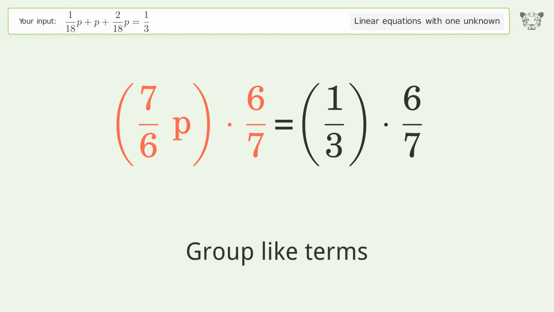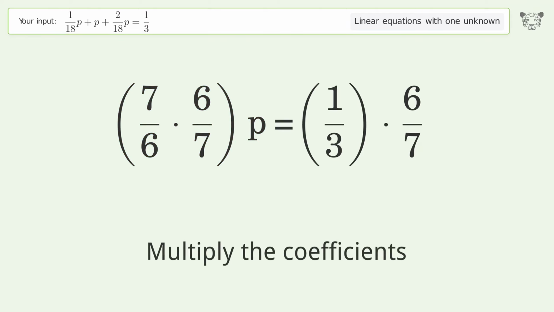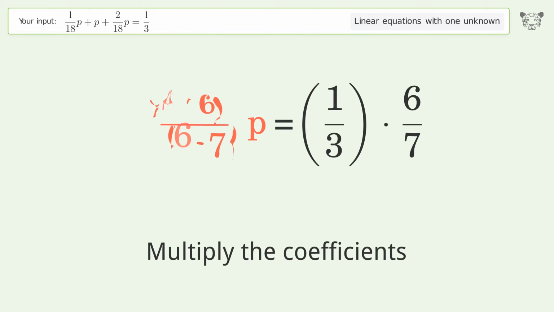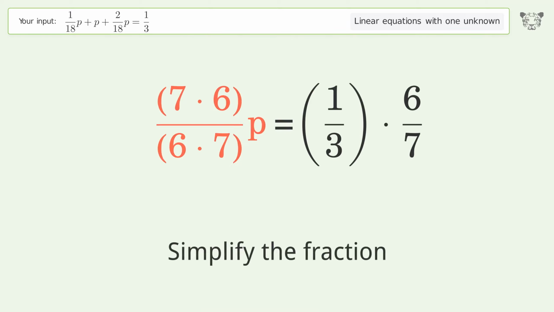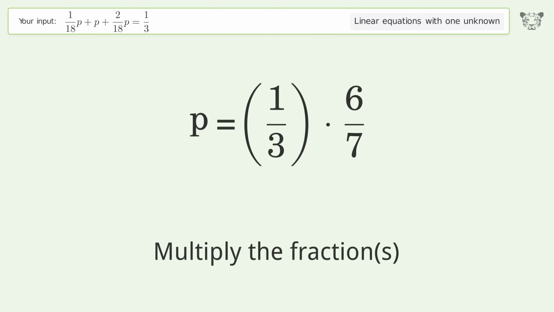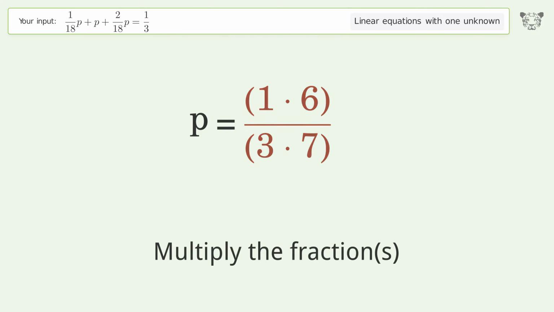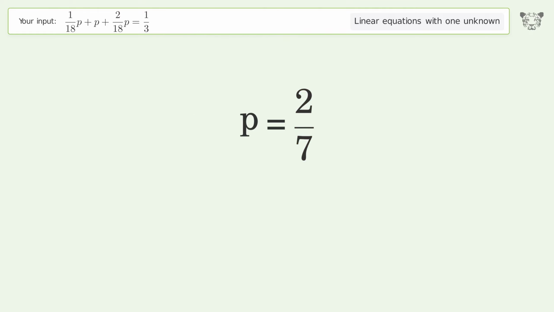Group like terms. Multiply the coefficients. Simplify the fraction. Multiply the fractions. Simplify the arithmetic. And so the final result is p equals 2/7.